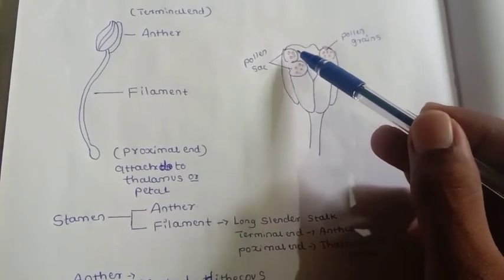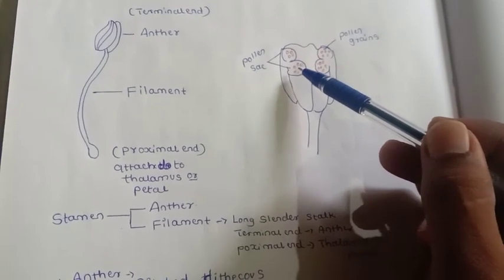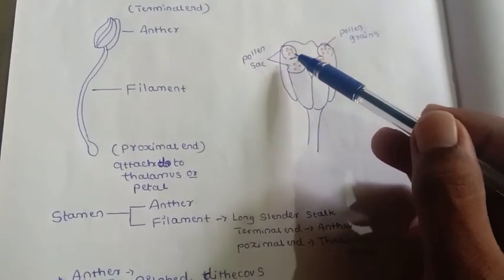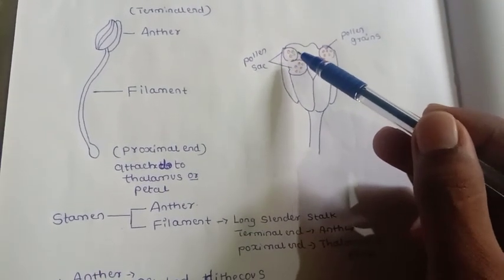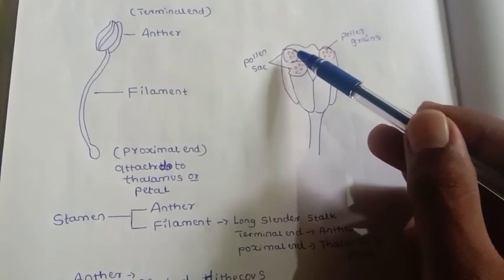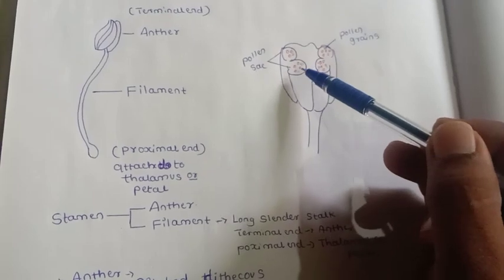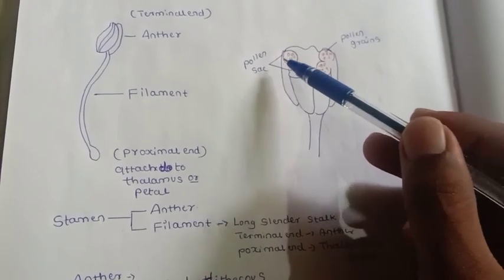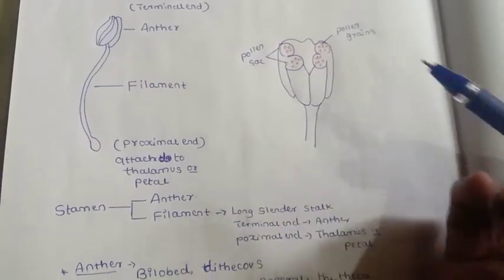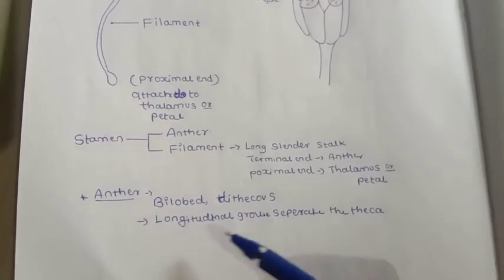ಒಂದು ಲೋಬ್ನಲ್ಲಿ ಎರಡು ಥೆಕಗಳಿರ್ತವೆ. Okay, these are called microsporangia. We have totally 4 microsporangia. ಎಷ್ಟು microsporangia ಇರ್ತವೆ, 4 microsporangia ಇರ್ತವೆ, which develop further and become pollen sacs. ಅವು pollen sac ನಲ್ಲಿ ಕನ್ವರ್ಟ್ ಆಗ್ತವೆ.